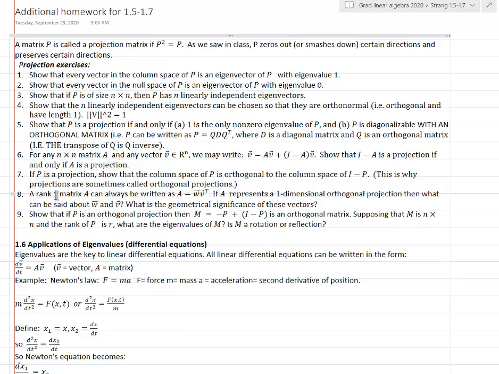Now, a rank 1 matrix A can always be written as A equals W V transpose. If A represents a one-dimensional orthogonal projection, then what can be said about W and V? What is the geometrical significance of these vectors? This is kind of an exploratory question, but you might think about what this says in terms of eigenvectors. Think about how W and V relate to the eigenvectors of A. That's a good way to look at this.